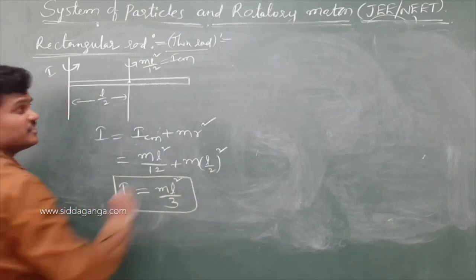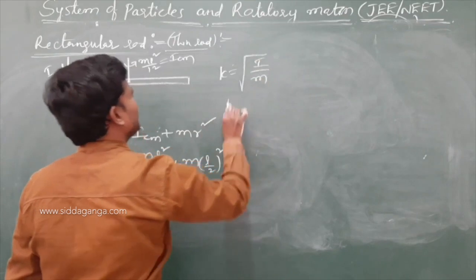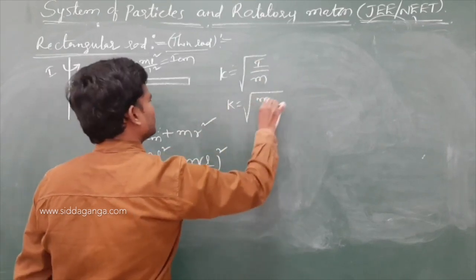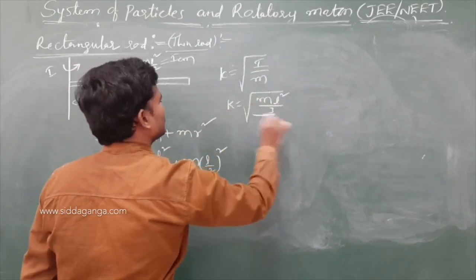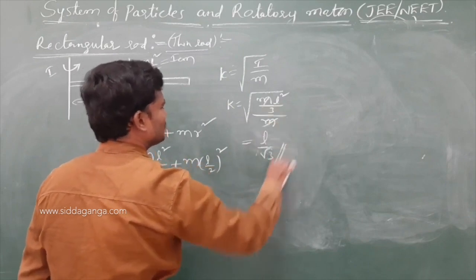Once you know moment of inertia, we can find radius of gyration by root of I by m. So I is m L square by 3, divided by m, giving L by root 3.